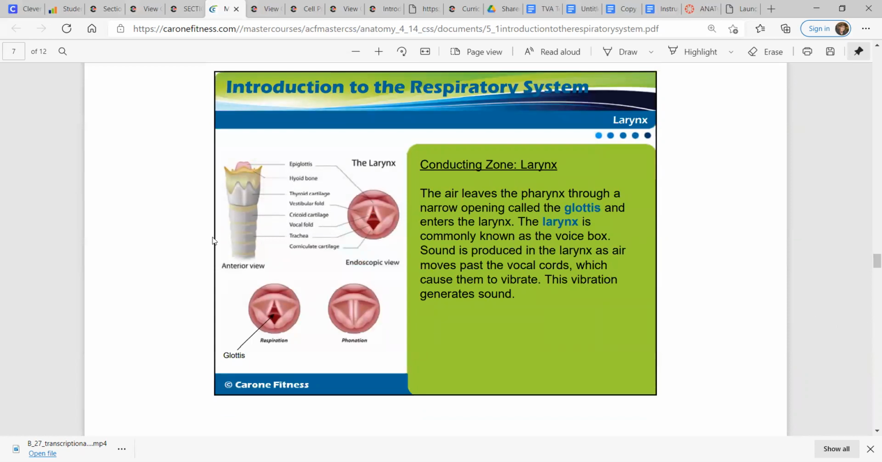So after the pharynx, you have the larynx in the conducting zone. The air leaves the pharynx through a narrow opening called the glottis and enters the larynx. So here we have your voice box. The larynx is known as the voice box. Sound is produced in the larynx as air moves past the vocal cords, and that causes them to vibrate. This vibration generates sound.